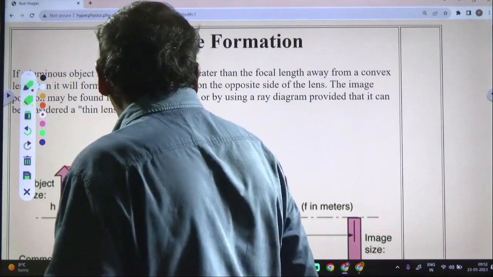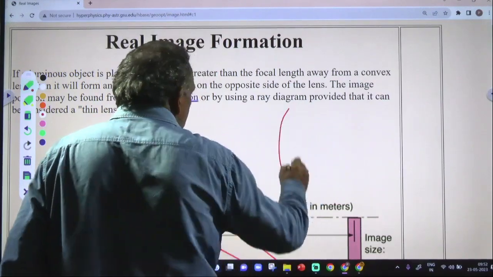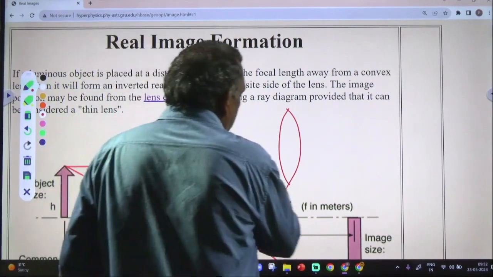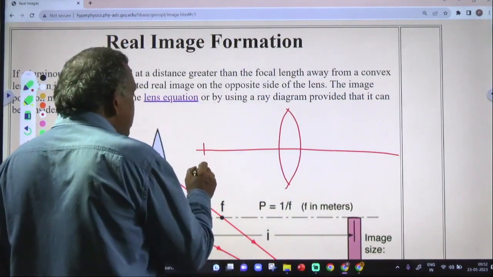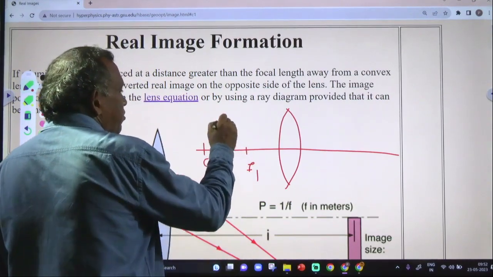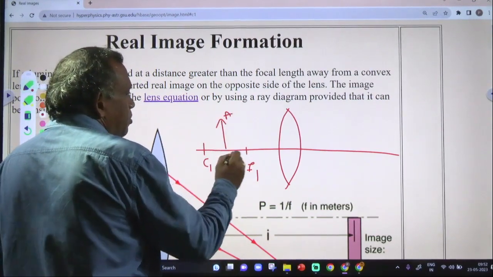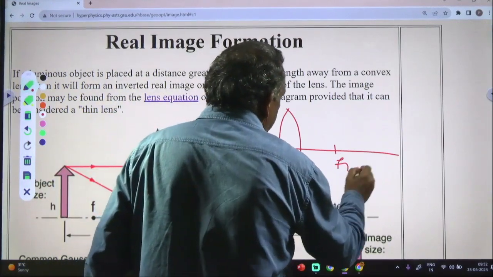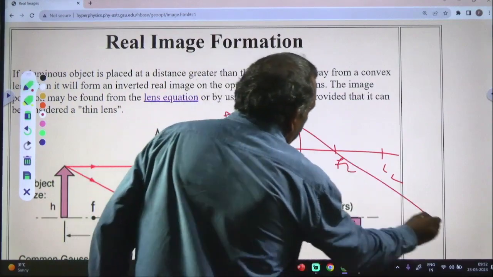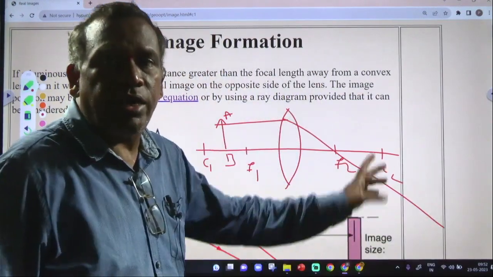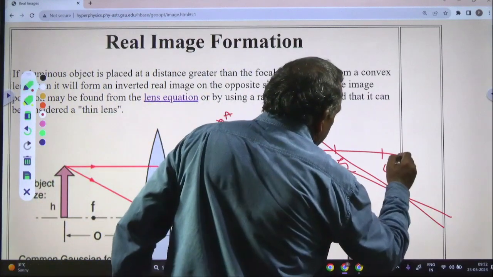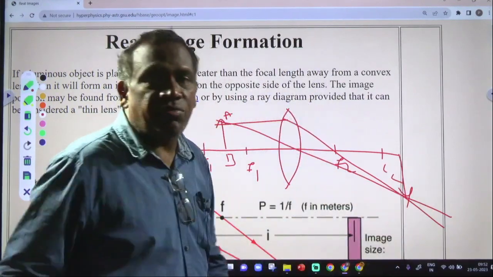Another case: the convex lens with the principal axis, and the object between C1 and F1. The image forms beyond the center of curvature, beyond C2, somewhere here. It is a real inverted magnified image.